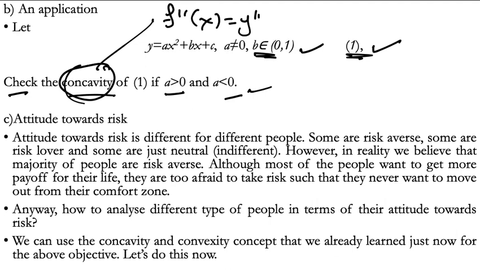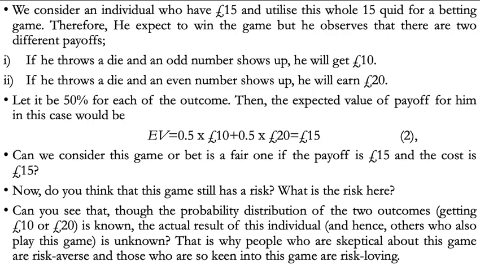So let's crack on. So let's say we have an individual who has 15 pound and uses this whole 15 pound for a betting game. So he expects to win the game, but he observed that there are two different payoffs. Okay, so we have two different payoff here. If he throws a die and an odd number shows up, he will get 10 quid. But if he throws a die and an even number shows up, he will earn 20. Okay, so let it be 50% for each of the outcome.